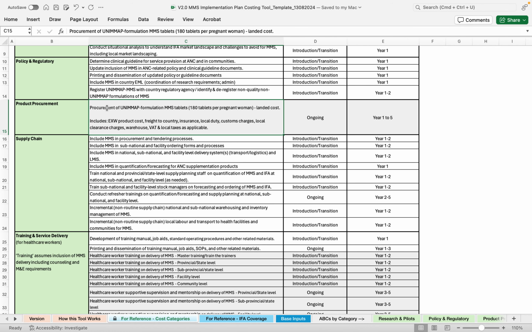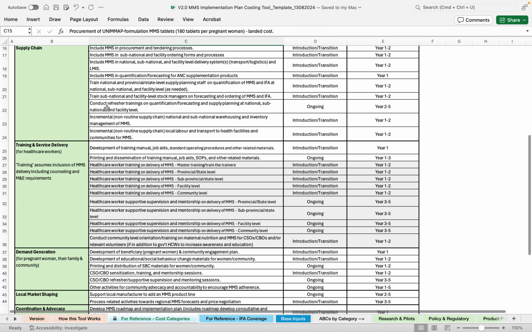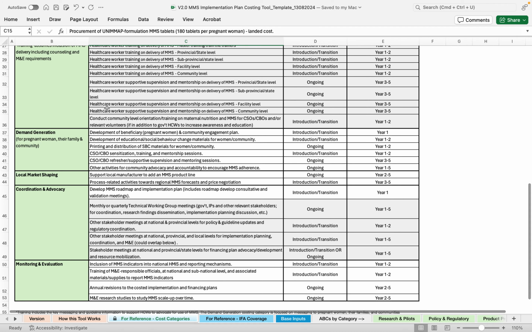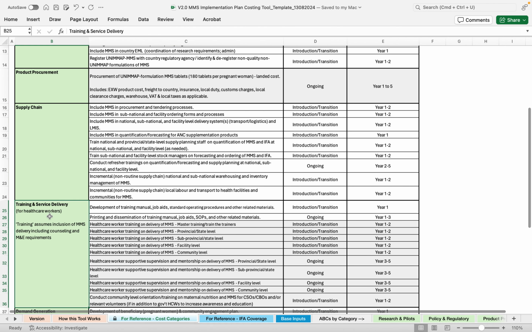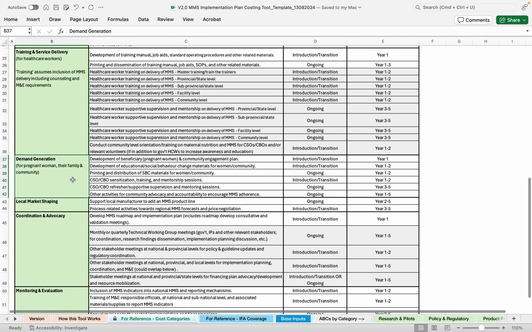Those cells that are highlighted in gray have calculation aids within their cost category tabs to simplify the calculation, and we'll go over these in the tabs themselves. To note, training and service delivery is targeted for healthcare workers, and it assumes inclusion of MMS delivery, including counseling and M&E requirements. Demand generation as a cost category is pregnant women, their family, and community facing in terms of the types of activities that would be included.